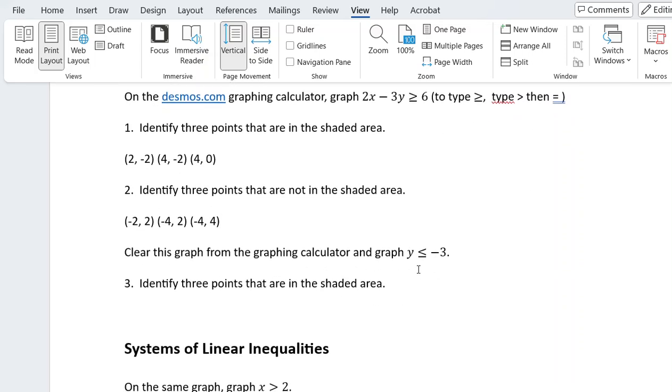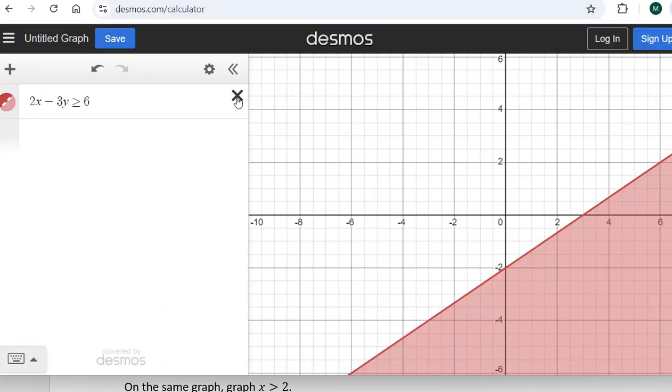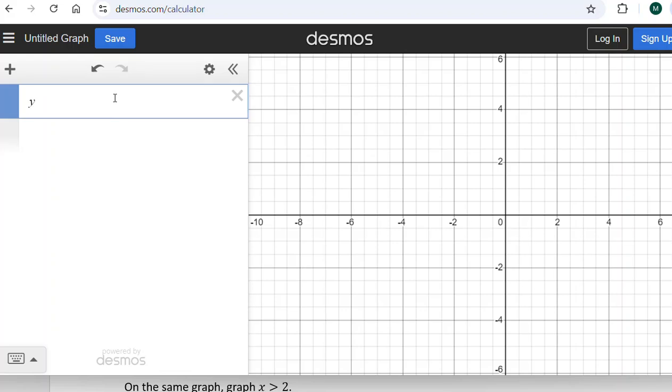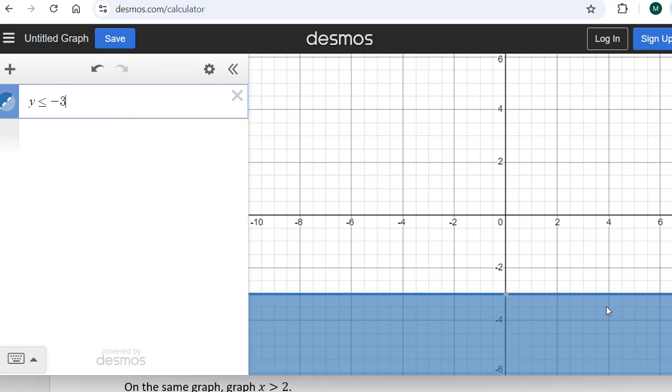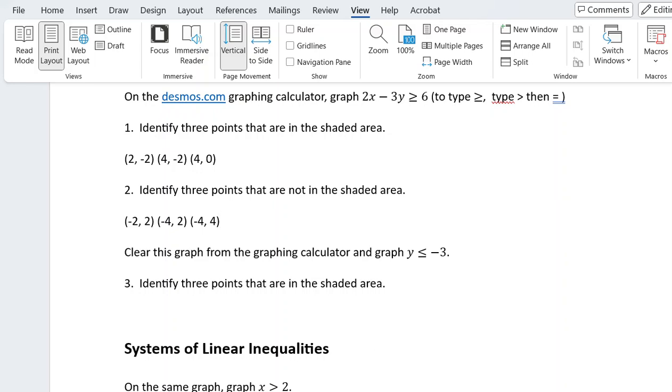So now we're going to do another graph, which is y is less than or equal to -3. As we saw before, this is going to be the graph of a horizontal line. When we have only an x or only a y, it makes a horizontal or vertical line, and a y equals equation makes a horizontal line. So in this case, we have a horizontal line with shading below it because we're talking about less than or equal to -3. So again, we are asked to identify 3 points that are in the shaded area.